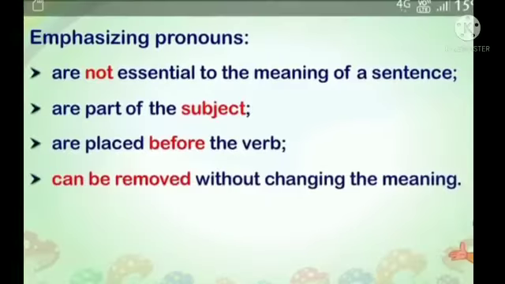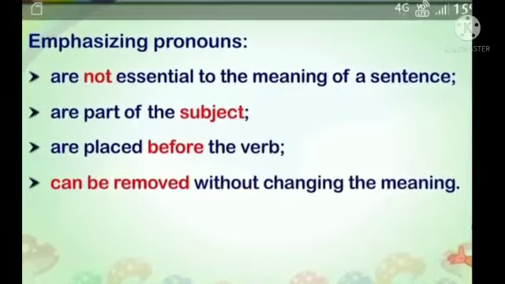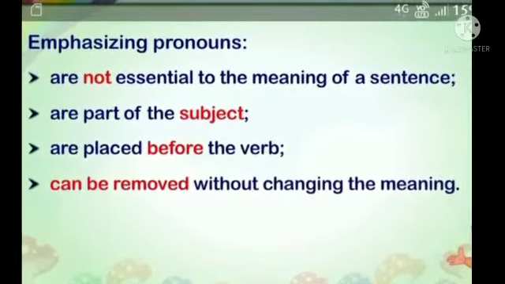Now come to the emphasizing pronouns. They are not essential to the meaning of a sentence, are part of the subject, are placed before the verb, and can be removed without changing the meaning. See the examples and the difference between reflexive and emphasizing pronouns. Completed the project myself. Here myself is reflexive and completed is the verb. Now see, I myself completed the project. Here myself is an emphasizing pronoun with the verb completed.